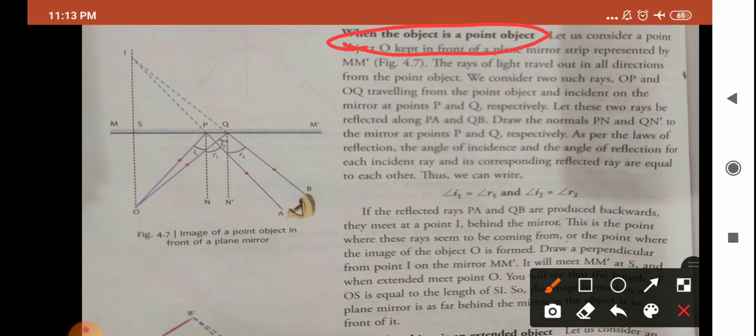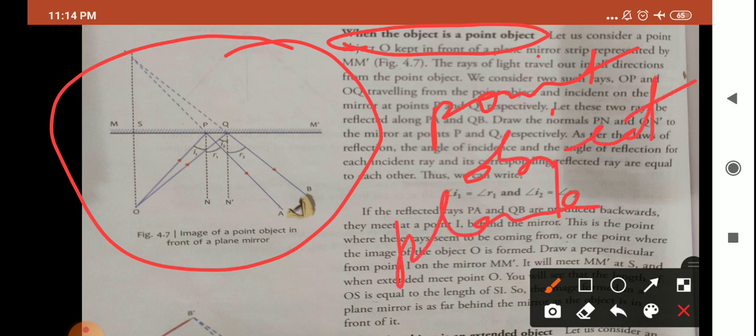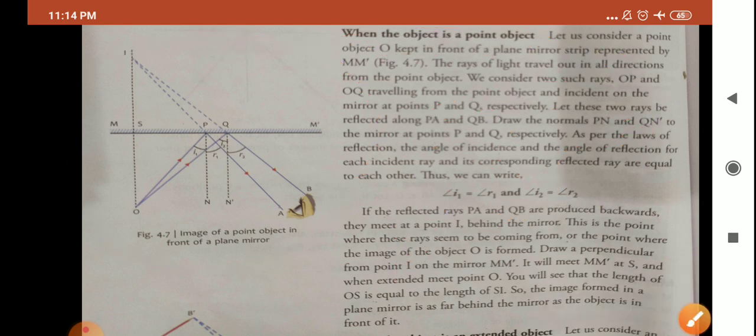So you are going to study here the image formed by a plane mirror. Suppose you stand in front of the mirror, it means you are the object and you are looking into the mirror, meaning you are finding your image in the mirror. In the same way, here we are going to study the diagram which will show how the image of a point object is formed in a plane mirror. So we are going to study this thing.